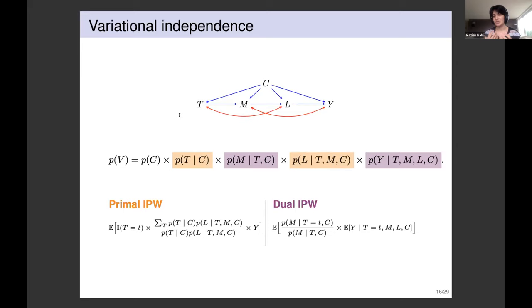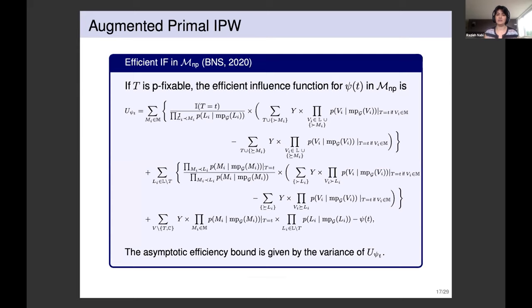So we looked into deriving the influence function in the non-parametric model. And this is what it looks like. We derive it using the pathwise derivative of the identified functional when the treatment is primal fixable. And this is nice in the sense that it's going to automate the derivation of the influence function for us whenever the treatment is primal fixable. We can mechanically apply this theorem here to get the IF, the influence function.